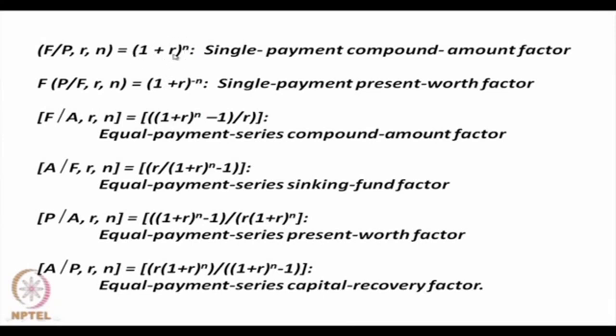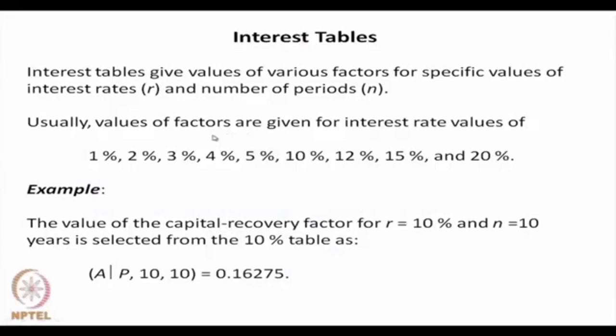these expressions 1 plus r to the power n or 1 plus r to the power minus n are quite time consuming, and sometimes managers find it difficult to calculate the power functions. Therefore, like log tables, interest tables are available for different interest rates, for different factors and for different n's, where the values of the factors are given. For example, the interest tables may be given for 1%, 2%, 3%, 4%, 5%, 10%, 12%, 15%, 20% and other interest rates.